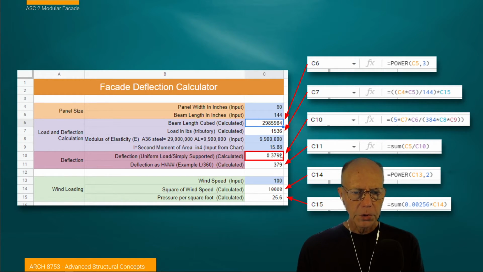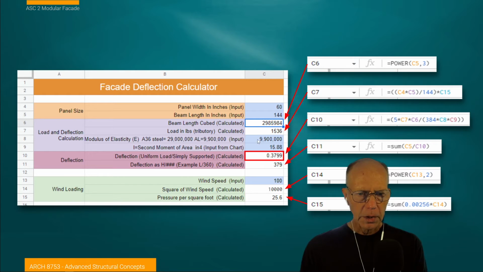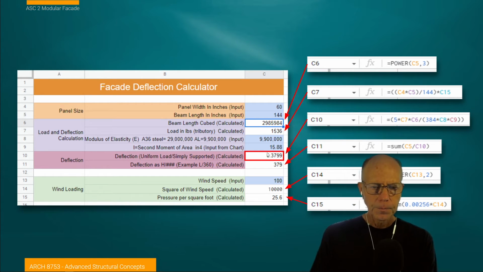Then we're using all this data in our actual calculation formula, C10. It's 5 times the weight times the length of the beam cubed, divided by 384 times C8, which is the material we're using, the modulus of elasticity, times its section property. When that's all multiplied out, that gives us our deflection.